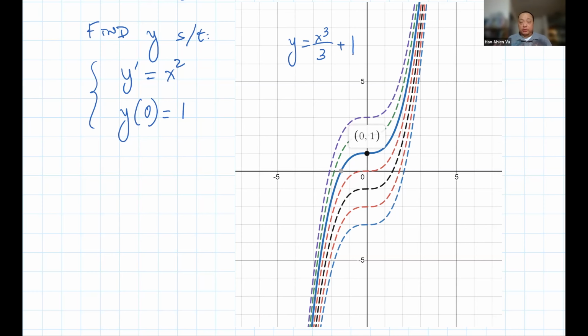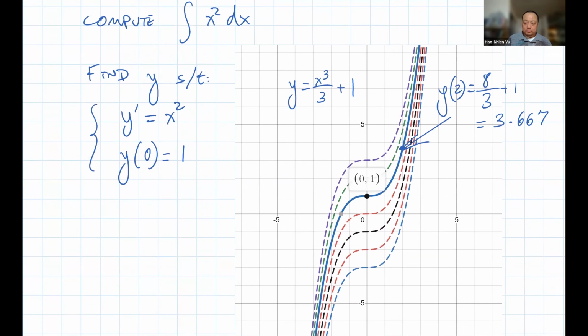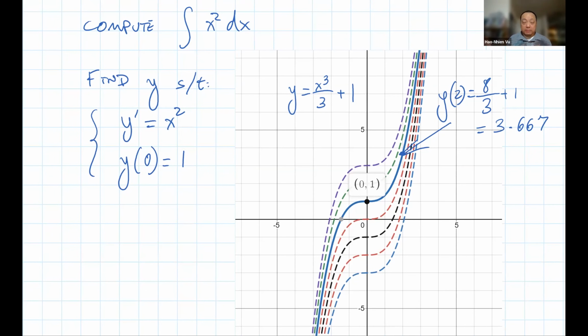So I have my function, I put it down on my paper. And if anyone asks, what is the value of the function when x is equal to 2? Then I can just plug it in. I get y is equal to 8/3 plus 1, which is something like 3.667 right here. Great, that makes sense. But are you sure?